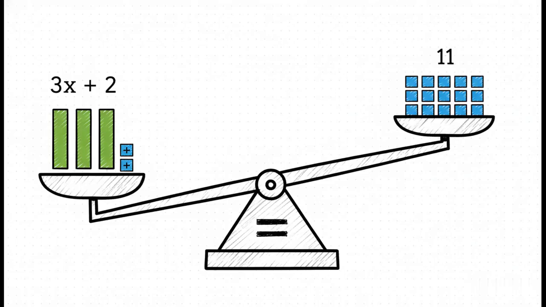And right here, you can see exactly how those two worlds connect. On the left, we've got the physical evidence, 3 of our x tiles and 2 positive units, balanced against 11 positive units. And on the right, you see the symbolic equation from the case file, 3x + 2 = 11. It's the exact same story, just told in 2 different languages.